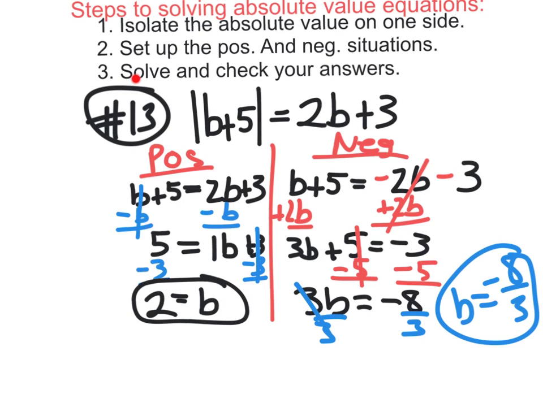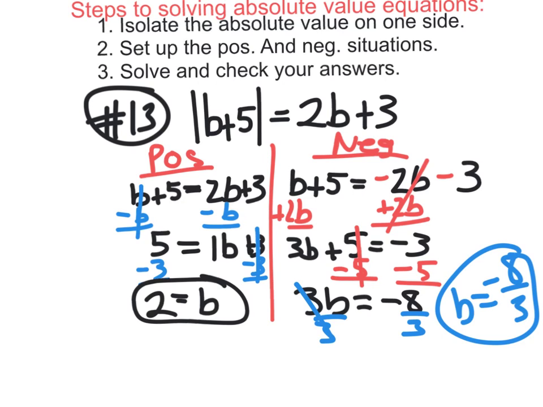Now step 3, it says solve. We already did that. And check your answers. Normally I would say if you have extra time, check your answers. But right here, you have to check your answers. See, the thing is this. If you have a variable on the outside of your absolute values, you better check your answer because one of them might not work.